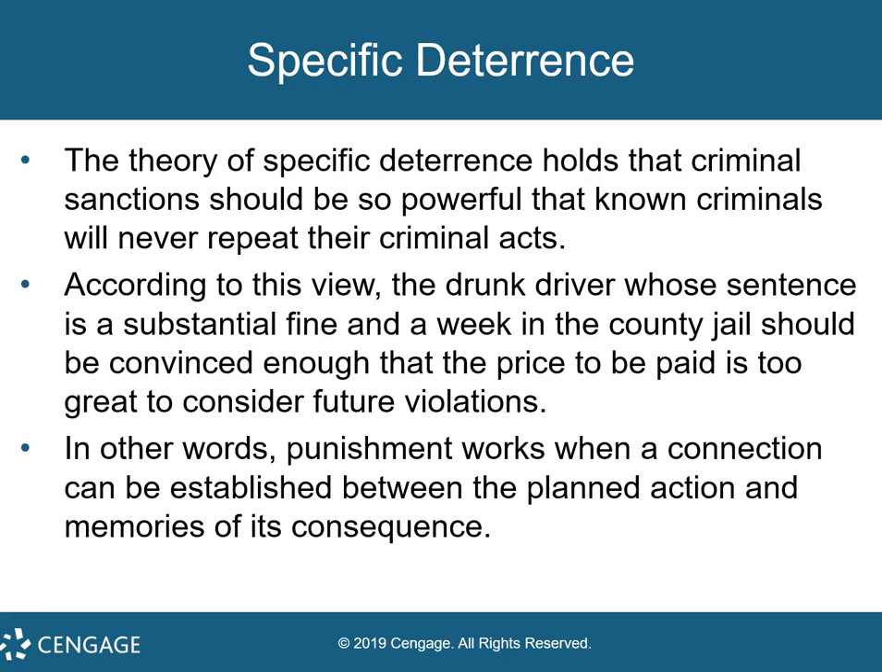In principle, punishment works when a connection can be established between the planned action and memories of its consequences. If these recollections are adequately intense, the action then is unlikely to occur again. So the theory supposes that people can basically learn from their mistakes, and that those who are caught and punished will perceive greater risk than those who have escaped detection.